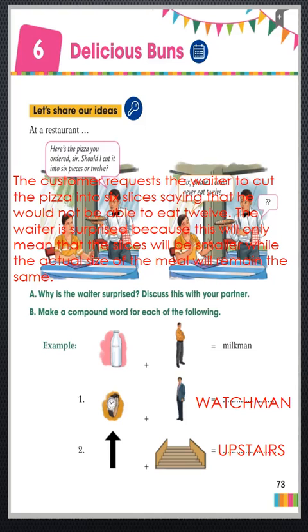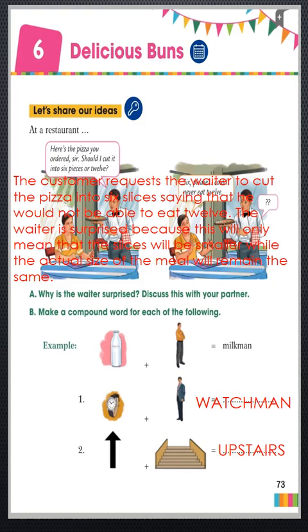Why? Because the customer requests the waiter to cut the pizza into 6 slices, saying that he would not be able to eat 12. The waiter is surprised because this only means that the slices will be smaller while the actual size of the meal will remain the same. So that's the answer to the question: why is the waiter surprised?